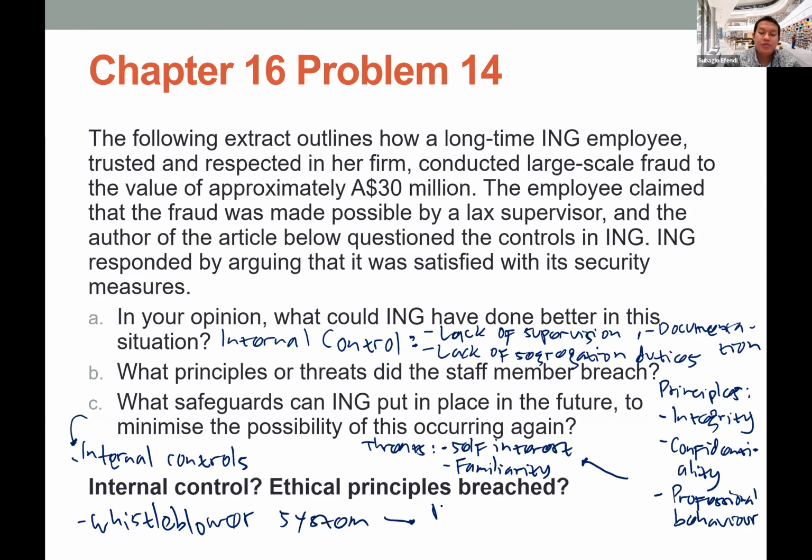Now it's very popular in companies to have this kind of system, the whistleblower system. Okay, and that's pretty much it. Any comments or questions?